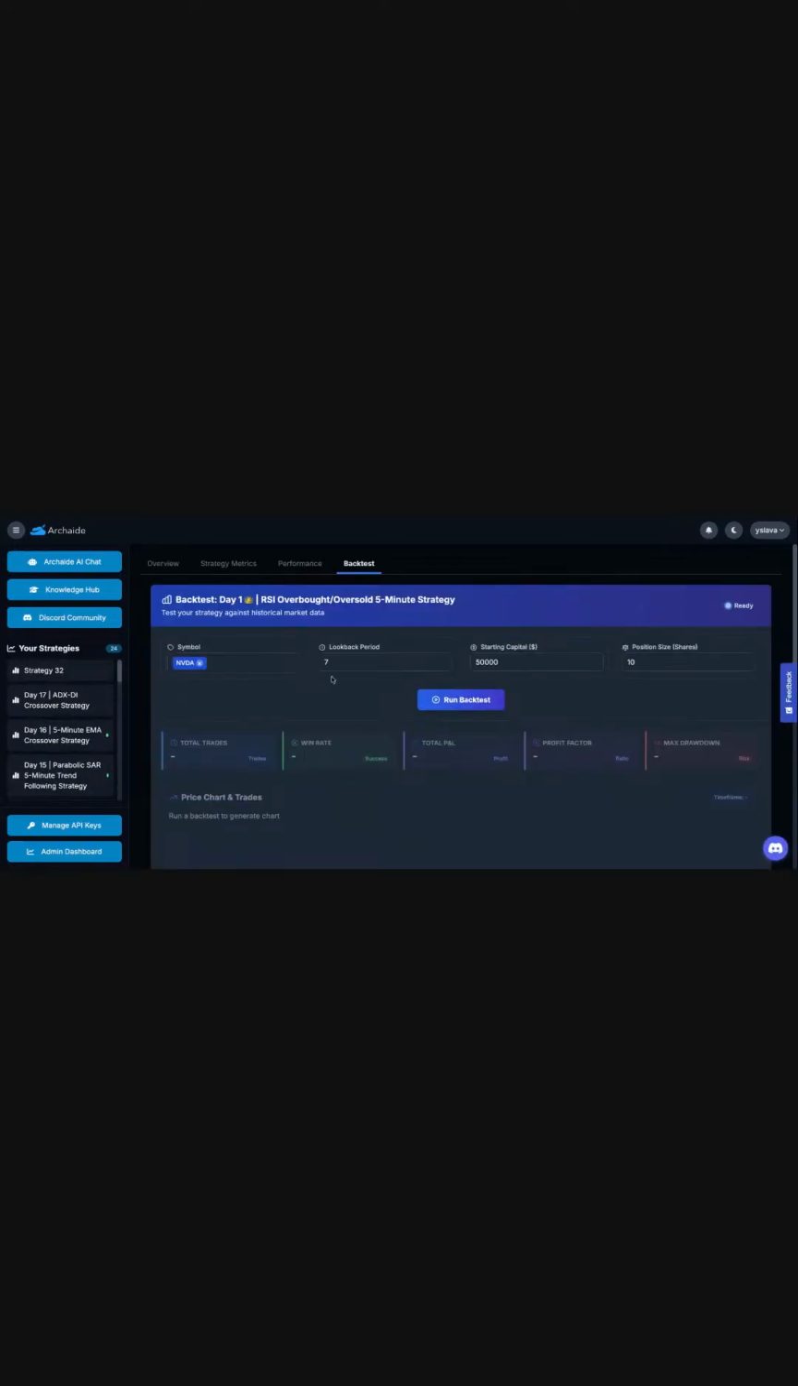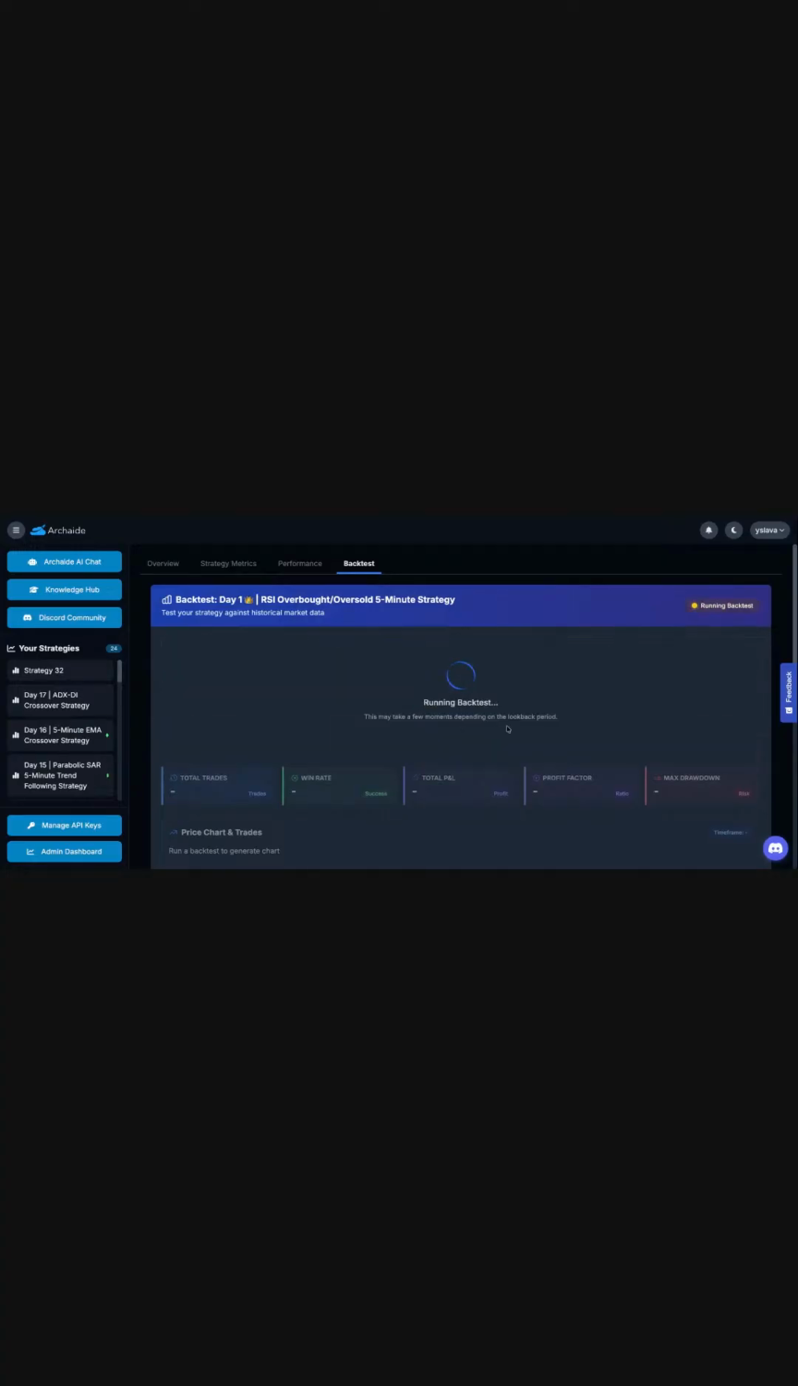With our backtester, you can literally backtest any options trading strategy over any time frame. And you'll get the same view right here: the total trades, the win rate, the P&L, profit factor, max drawdown.